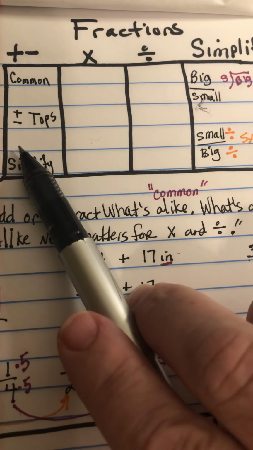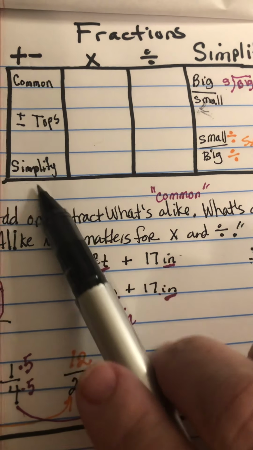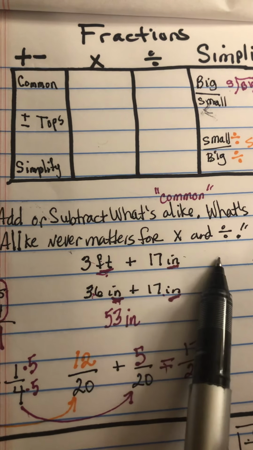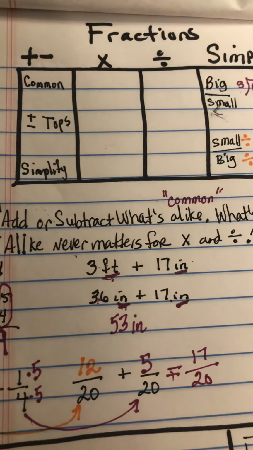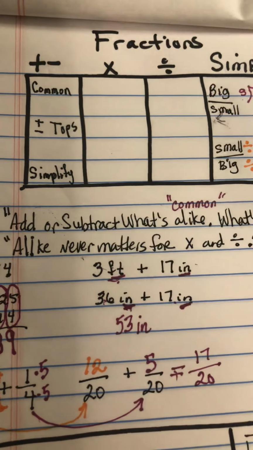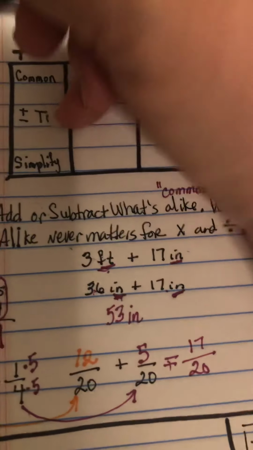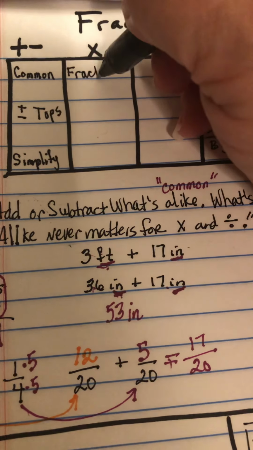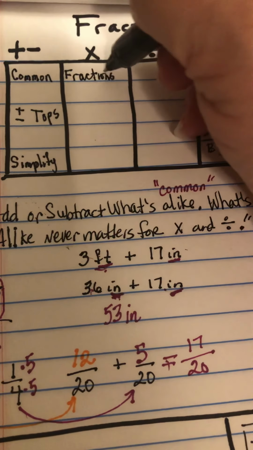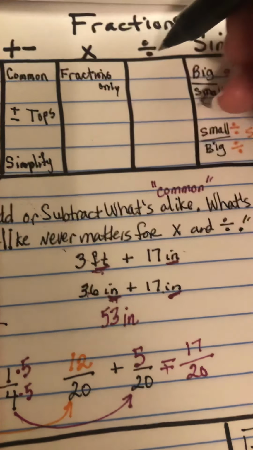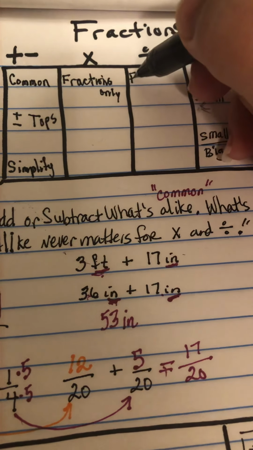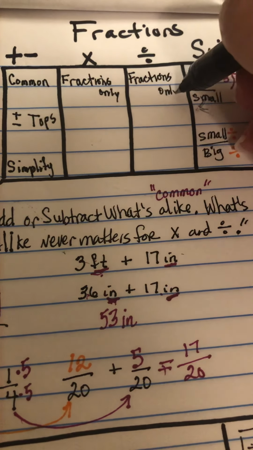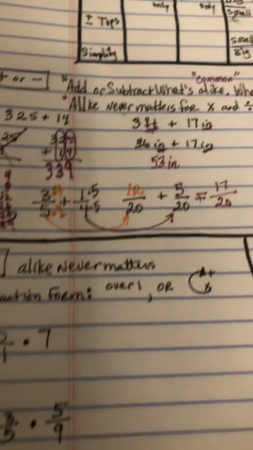We add or subtract what's alike, and what's alike stays alike in the answer. Alike never matters for multiplication and division. So getting common denominators is not what we do for multiplication and division. They actually need something else. They need to have fraction form. Everything only in fractions. No mixed numbers, no whole numbers. So we're going to put fractions only here, and it's going to be both for multiplication and division. So we want everything in fractions only. So down here, I'll show you how to do that.